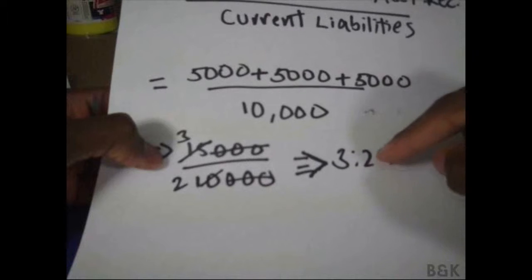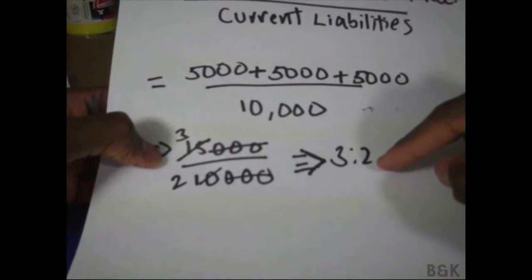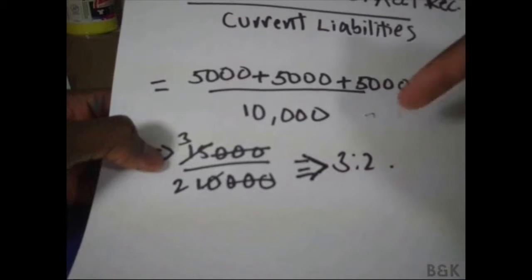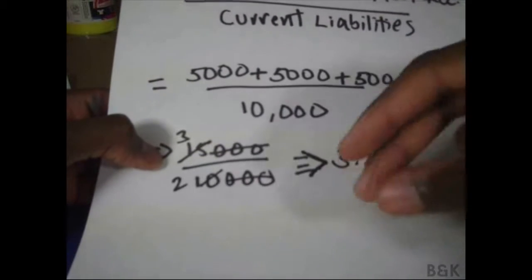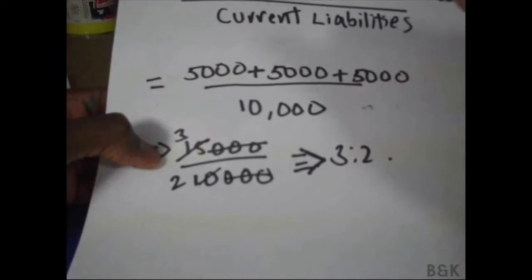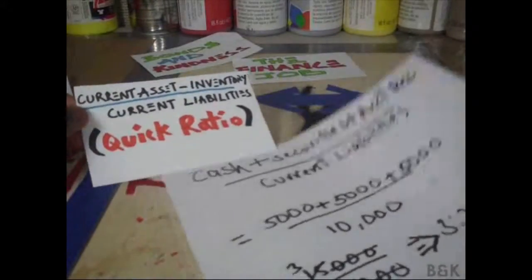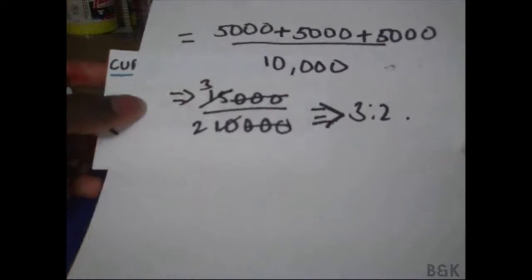For every $2 that I owe this year, that it's due within the year. It doesn't have to be next month, within the year. I have $3 that I could provide right now at the snap of a finger. My quick ratio, my acid test, that's great. All right, that's very well disciplined.